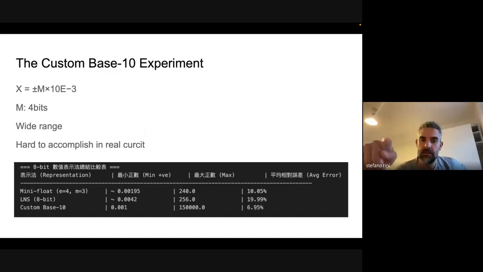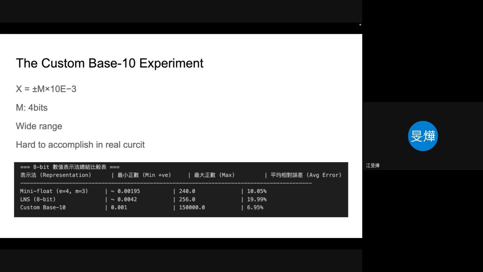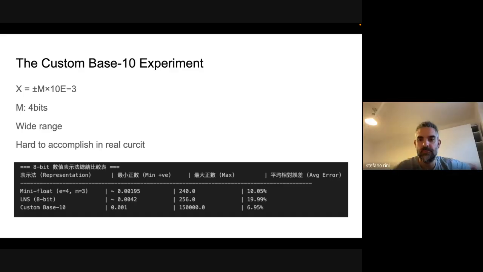No, but you're not being fair, right? Because all the other representations have 8 bits, and your representation has 4. Why didn't you take the same number of bits? Shouldn't you compare it with the same number of bits? It's like comparing a bicycle with a car, right? It's like, oh, the car was faster than a bicycle, right?